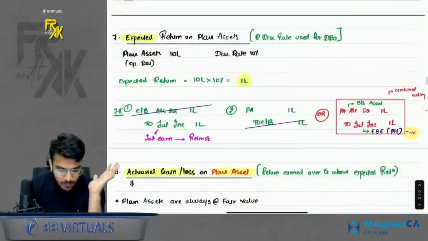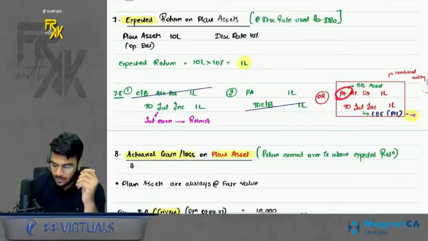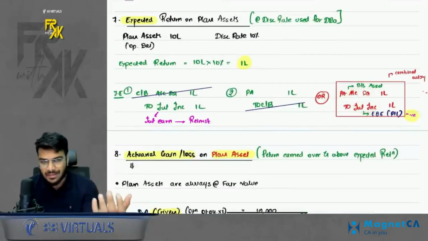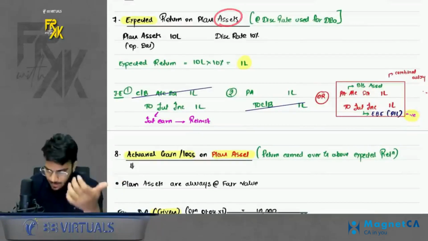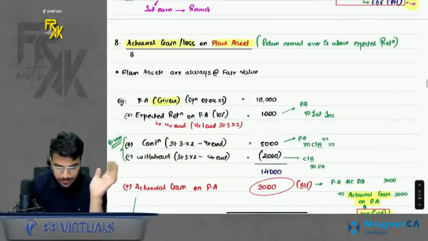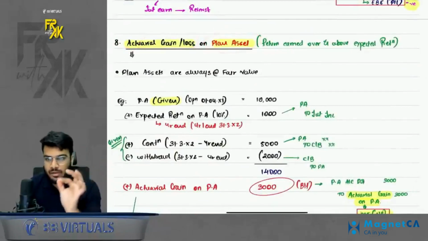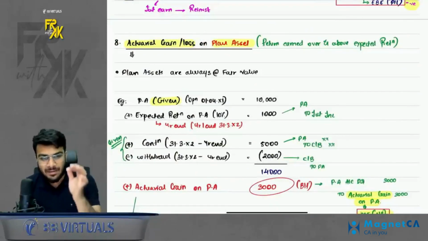Whenever you earn expected return, you will reinvest it. So the entry will be plan asset account debit, interest income credit. Why income? Because it is earning on assets, so income, and because you are reinvesting, it will be plan asset. Then the next point is actuarial gain and losses on plan asset. What is the meaning of this? Whatever return you earn over and above your expected return.